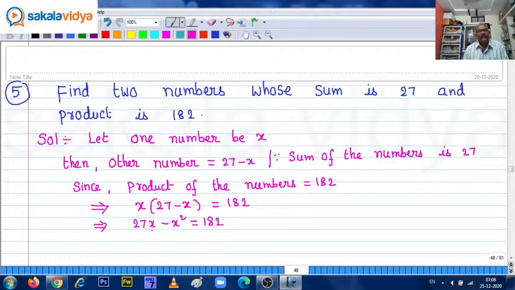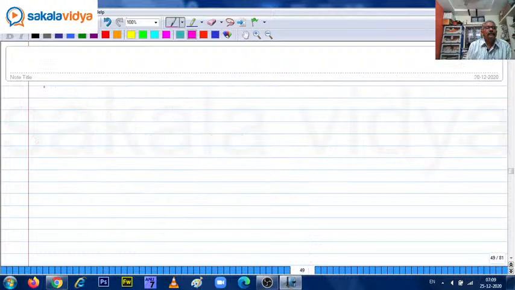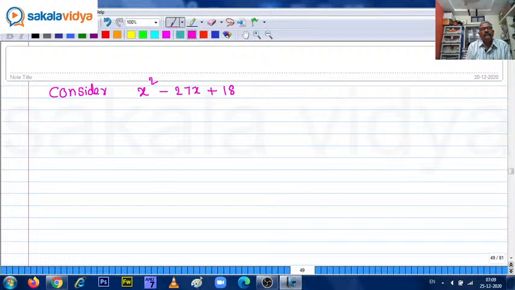Now take 27x minus x square to that side. Therefore, we get x square minus 27x plus 182 equals 0. Okay, so now let us solve this one. Consider the equation x square minus 27x plus 182 equals 0.